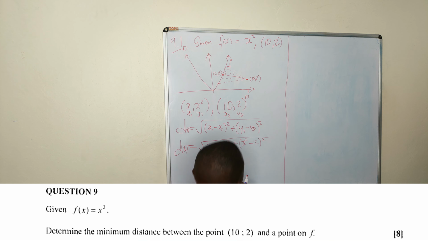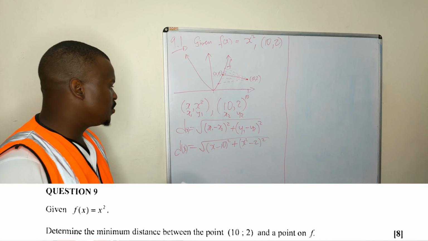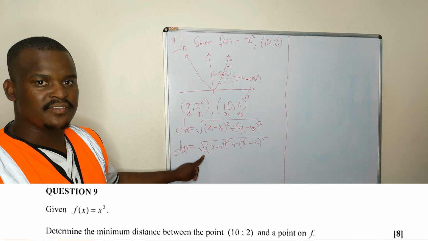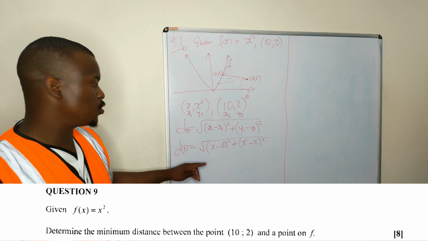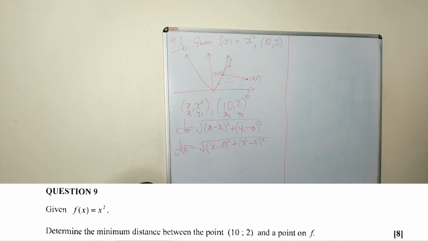So when we get here, the next thing to do is to derive, but it won't be nice deriving with the square root here. So what you can do, you can say, okay, this is more like d squared of x is equal to what? (x minus 10) all squared plus (x squared minus 2) all squared. So we can derive now with respect to x.